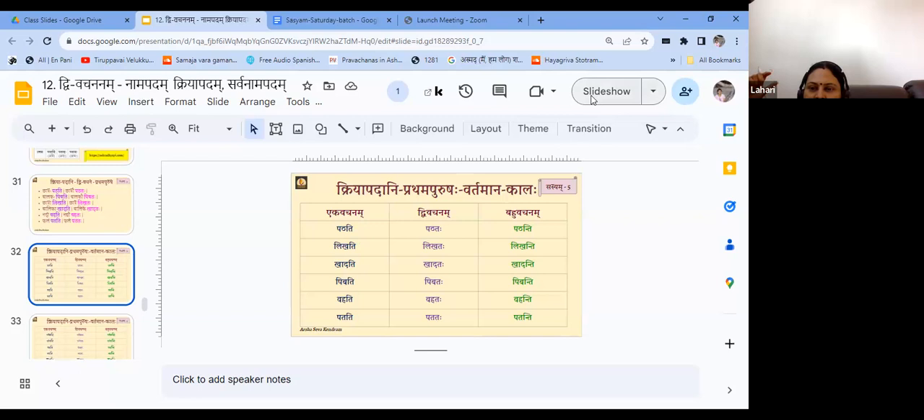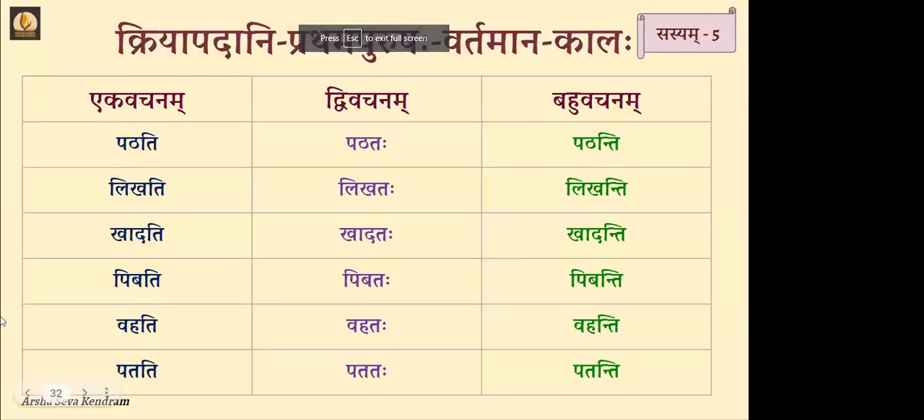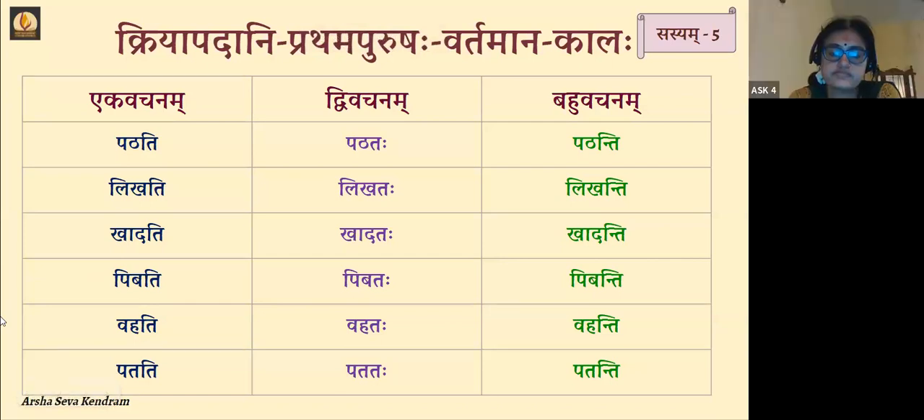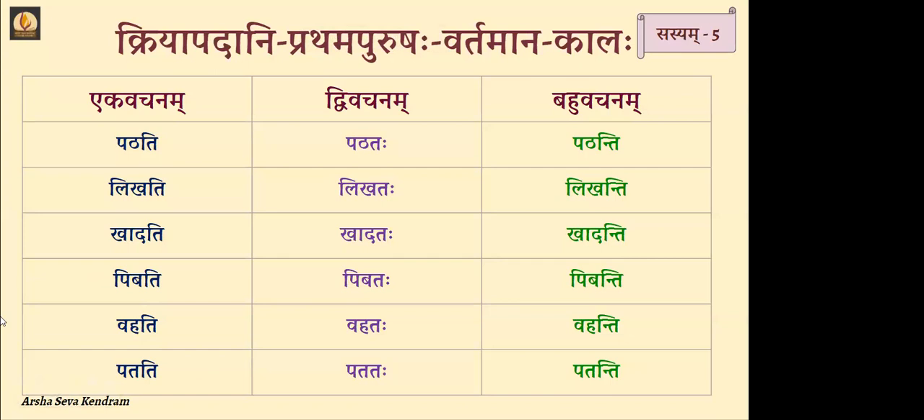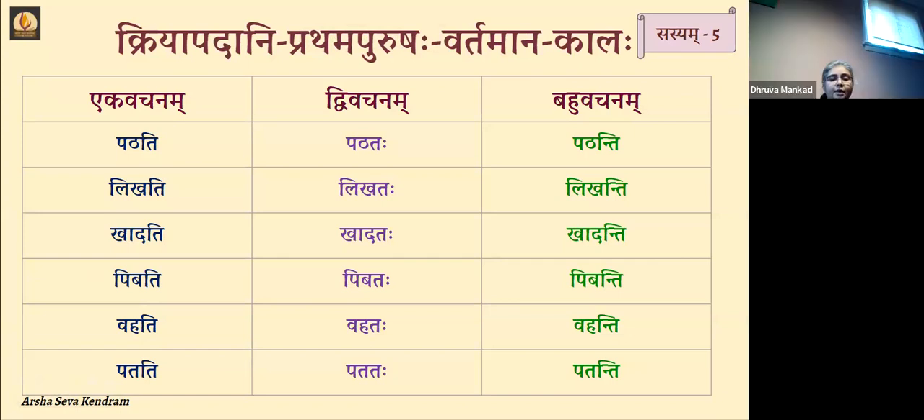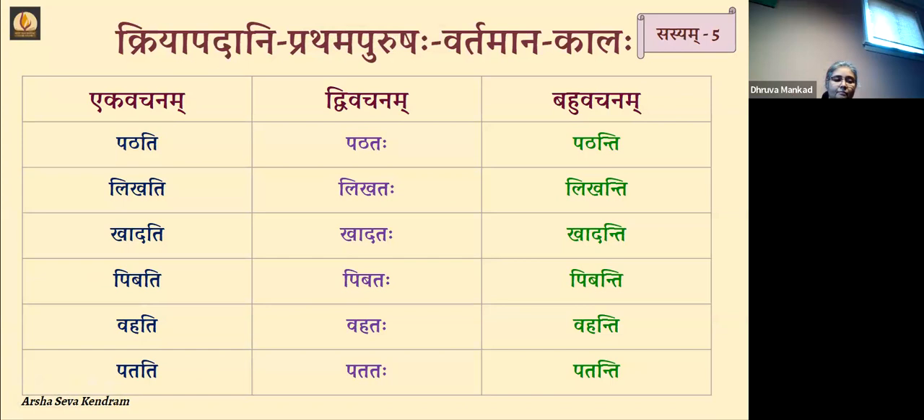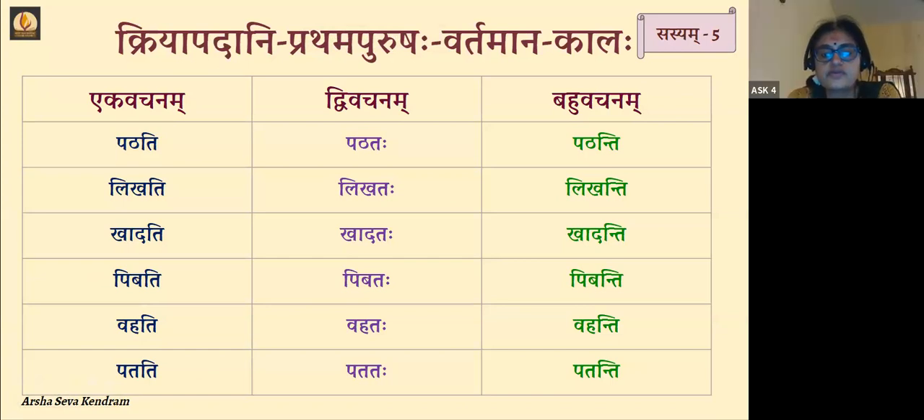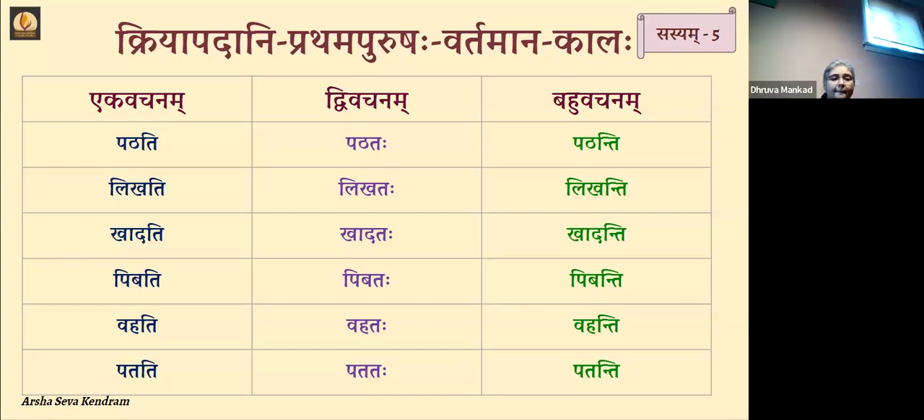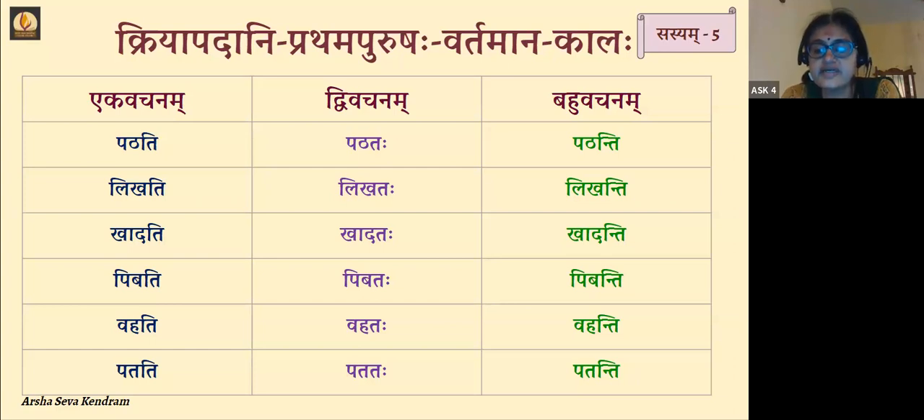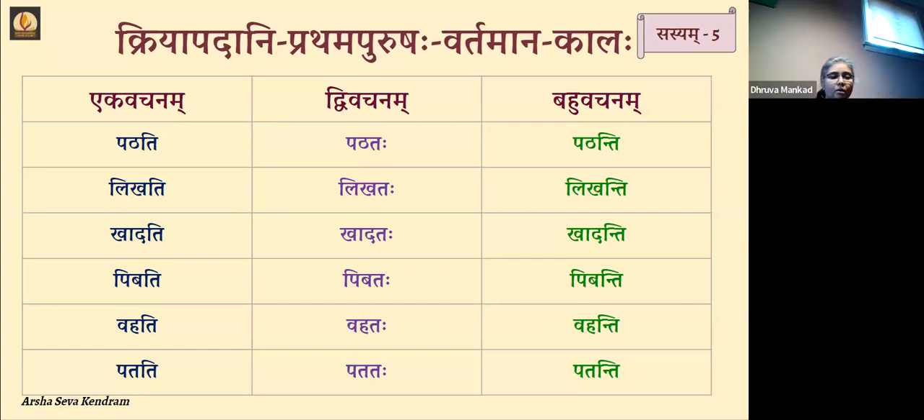Can you zoom a little bit? खादति खादतः खादन्ति, पिबति पिबतः पिबन्ति. सम्यक्, धन्यवादः. ध्रुवा महोदय. वहति वहतः वहन्ति, पतति पततः पतन्ति. सम्यक्, अस्तु. So if we have to say boy drinks, what will it be? बालकः पिबति. And boys, plural, boys drink. बालकौ पिबतः. Bahuvachana, so बालकाः पिबन्ति. सम्यक् अस्तु.